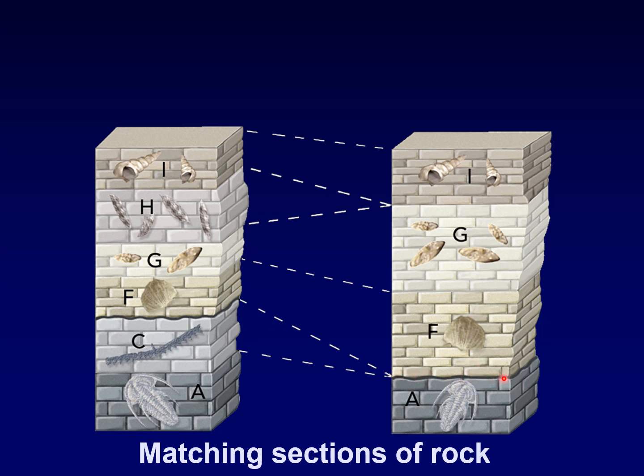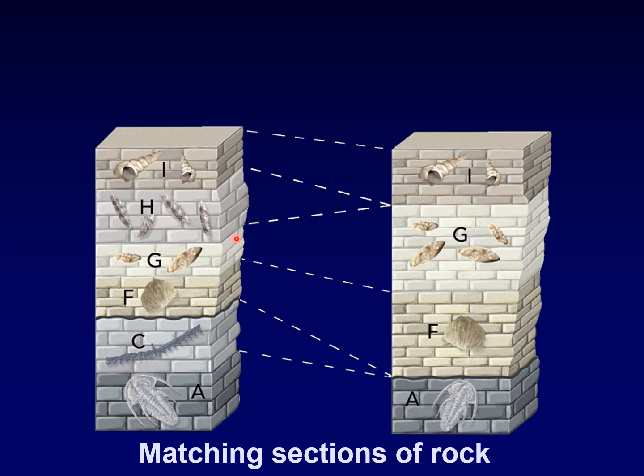So this is an unconformity here, and it is a disconformity. Ding, ding, ding, you got it right. Now, here's F. We go from the top of F over to the top of F over here. So here's that layer correlated. Then we'll go from the top of G to the top of G here.